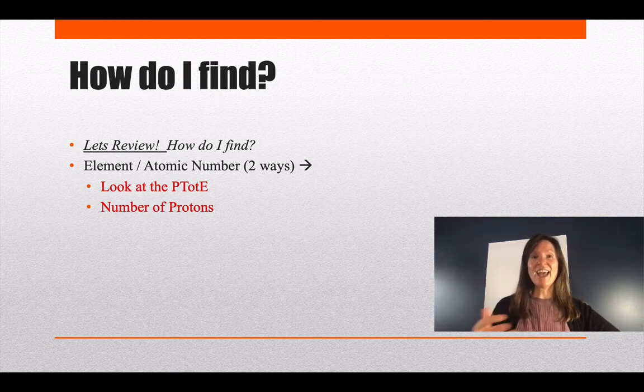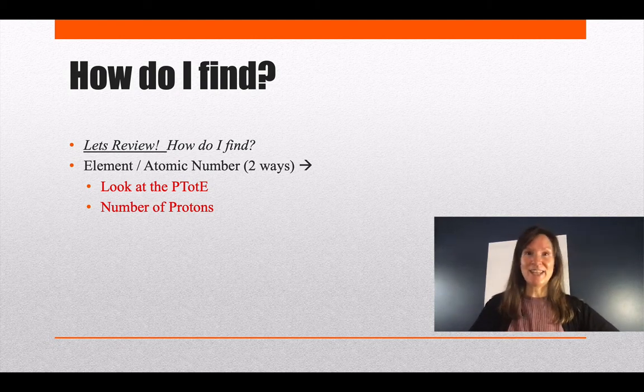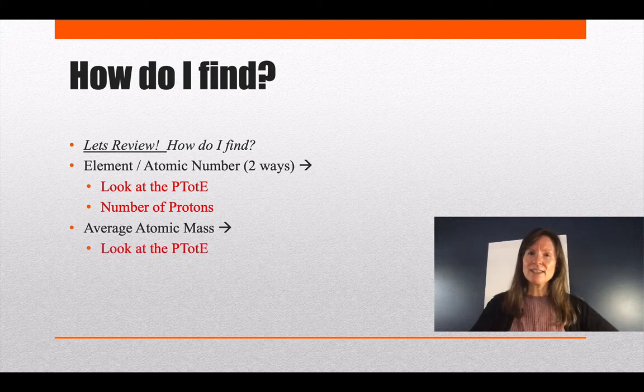So if I say, hey, I have an element and it has 9 protons, well, 9 protons means the atomic number is also 9. And if I look at my periodic table, the atomic number 9 corresponds to fluorine, so that's the element's name. How do you find the average atomic mass? Well, that's on the periodic table as well. That's the decimal pointed number that's on the table.